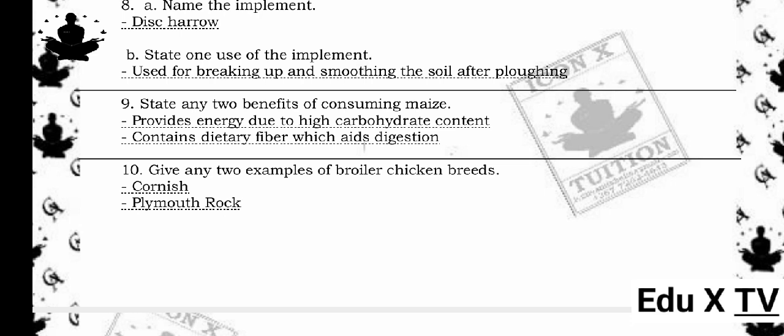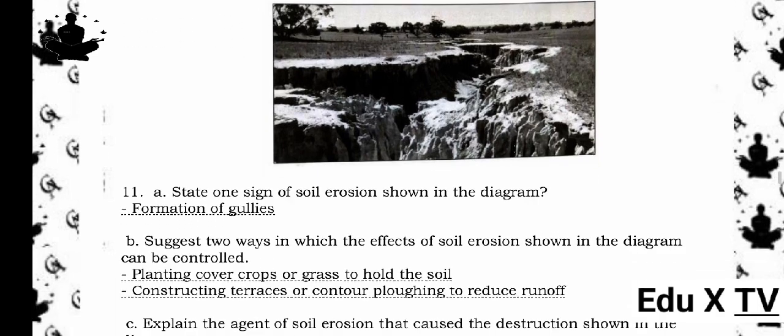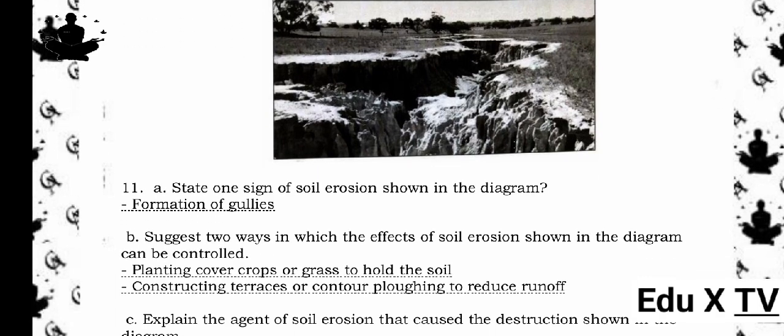10. Give any two examples of broiler chicken breeds. Cornish. Plymouth Rock. Section B (40 marks). Answer all questions. The diagram below shows the effects of soil erosion. Use it to answer question 11. 11. A. State one sign of soil erosion shown in the diagram. Formation of gullies.